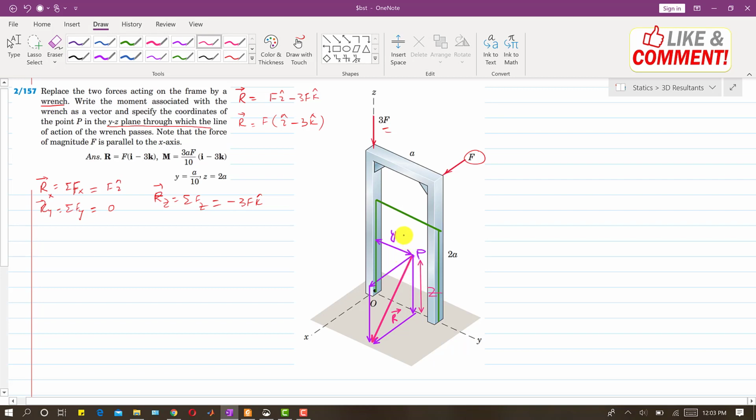So we need to find the Y and Z coordinates of this point P. Since this point P is in the YZ plane, its X coordinate will be 0, right? So if we write its coordinates, they will be 0, Y and Z. So we need to find the Y and Z coordinates of the wrench resultant, right? And let's assume that the wrench is positive.